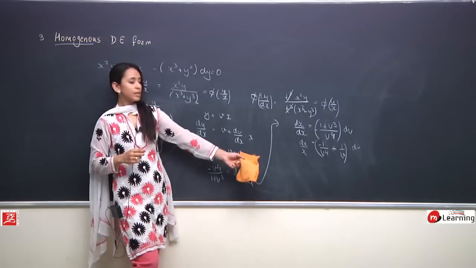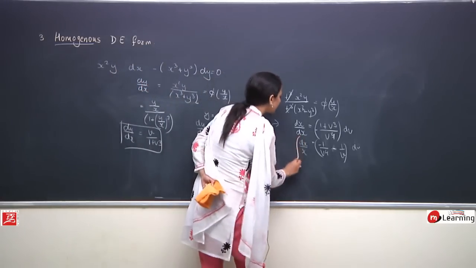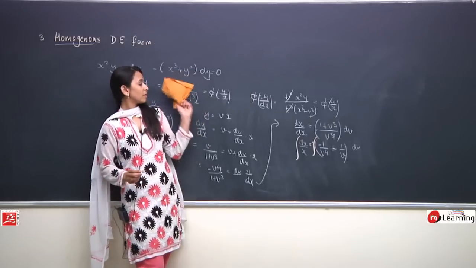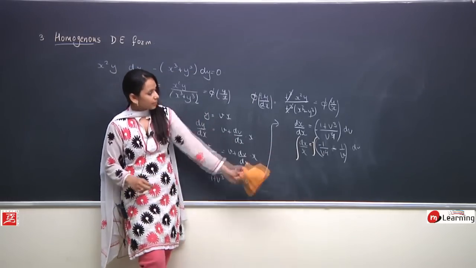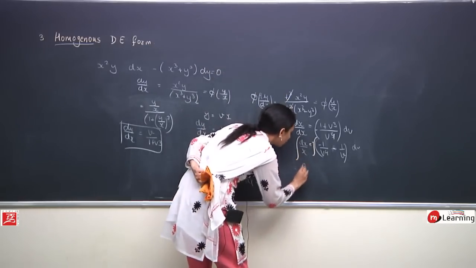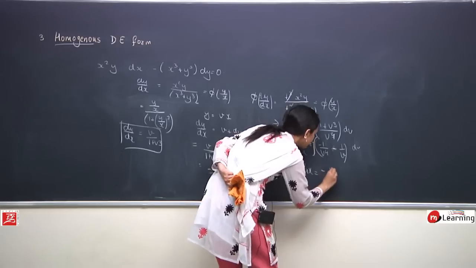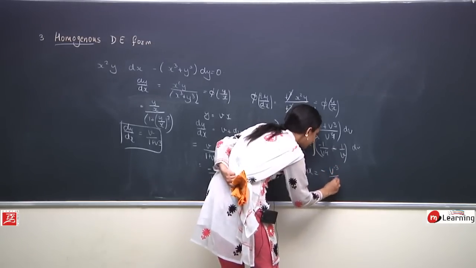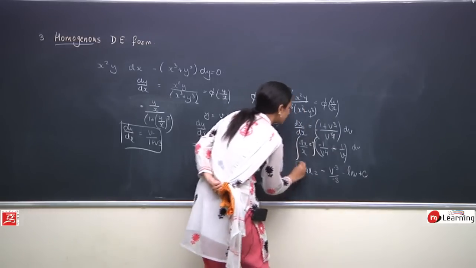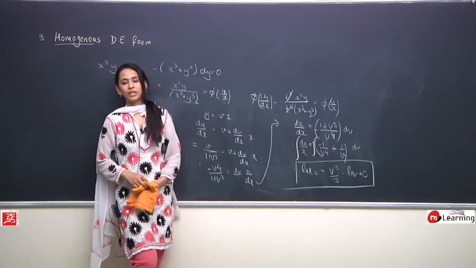Now, what is the way to solve this? This has been reduced to variable separable form. So, variable separable form we know how to solve. Let us integrate on both the sides. So, whatever result we will get after integration is going to be our solution of the differential equation. So quickly tell me, what will be its integration? It is an easy integration. This would be ln x. This would be minus v to the power minus 3 upon minus 3 minus ln v plus some constant c. So this is the solution for my differential equation.